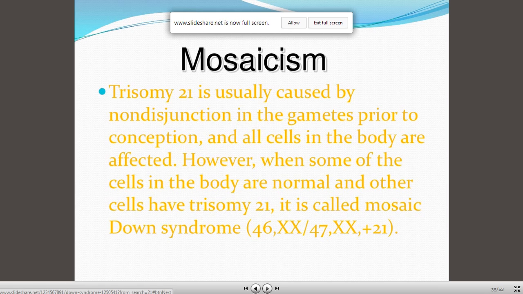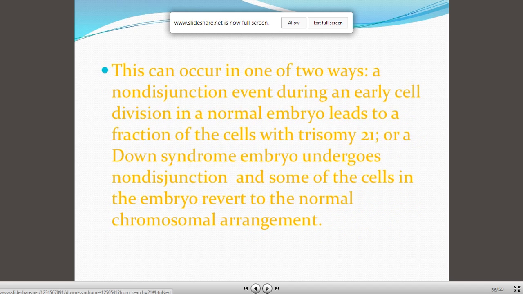Trisomy 21 is usually caused by non-disjunction in the gamete prior to conception, and all cells in the body are affected. However, when some of the cells in the body are normal and other cells have trisomy 21, it is called mosaic Down syndrome. This can occur in one of 2 ways.